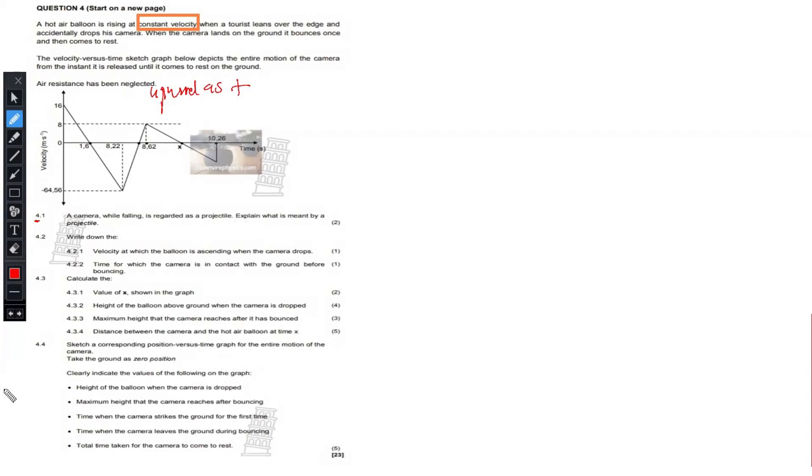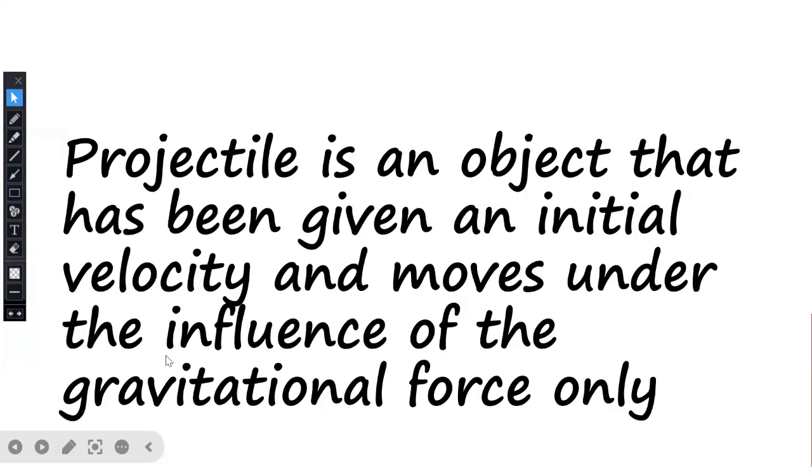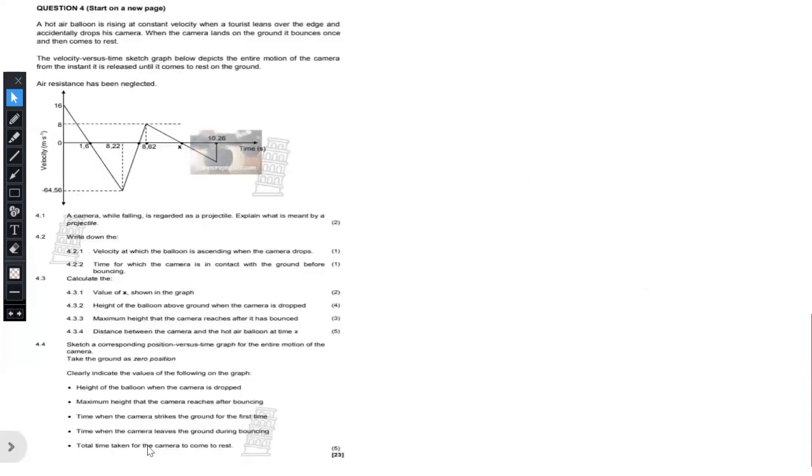Explain what is meant by the term projectile, right? So let's just quickly run to that. So what is a projectile? We say a projectile is an object that has been given an initial velocity and moves under the influence of the gravitational force only, right?